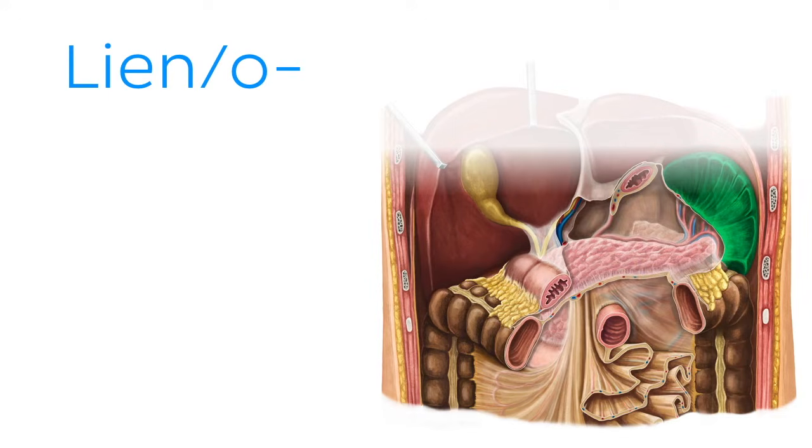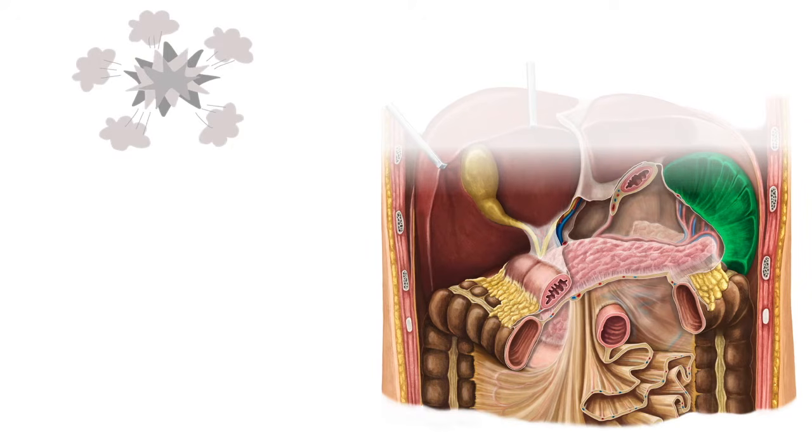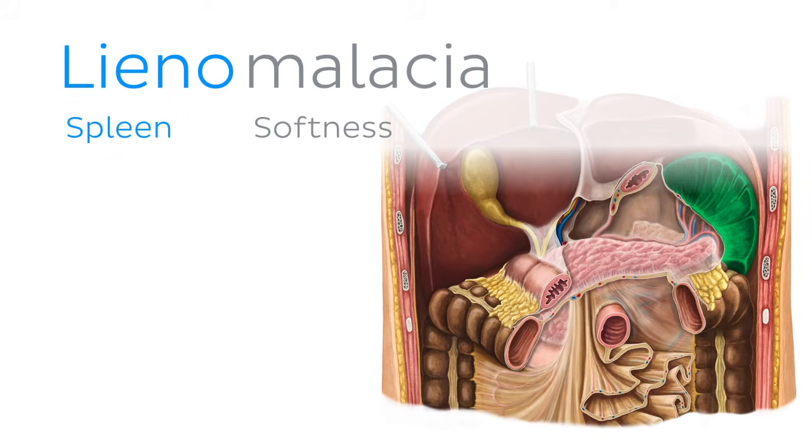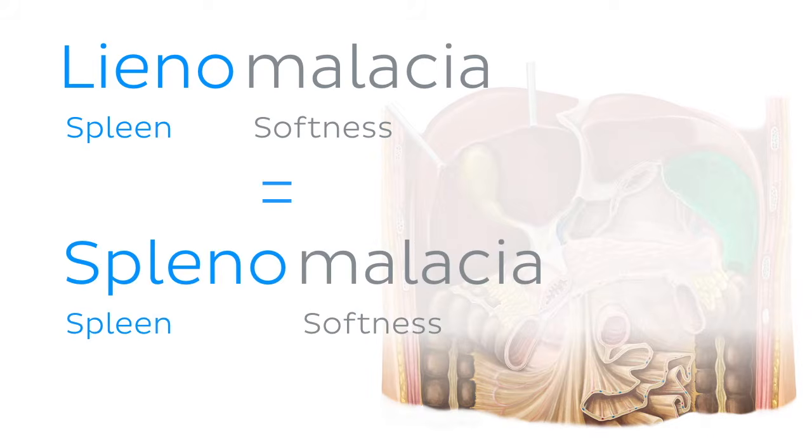I want to introduce you to another root associated with the spleen. Lien, or lieno with the O, comes from Latin and is generally considered to be somewhat obsolete. Why should you know it then? Well, sometimes terms in healthcare are slow to change, so you might still encounter them from time to time. An example would be lienomalacia, which describes an abnormally soft spleen, but it's now more commonly known as spleenomalacia.